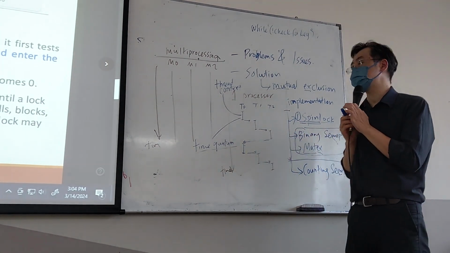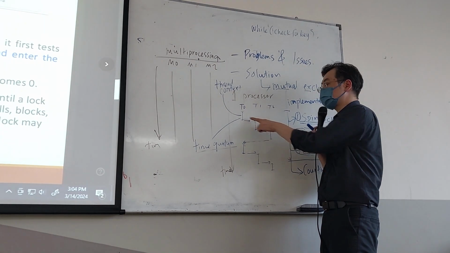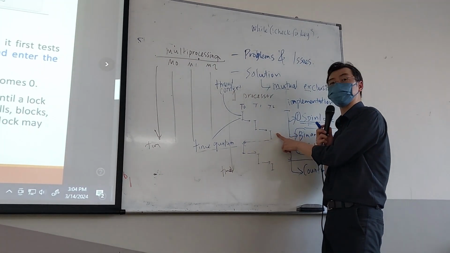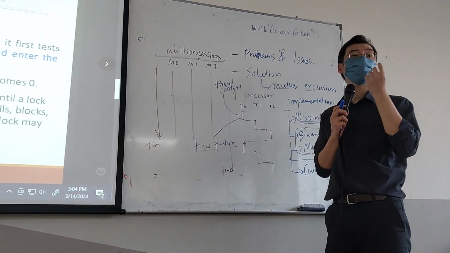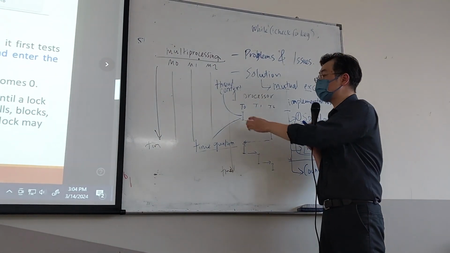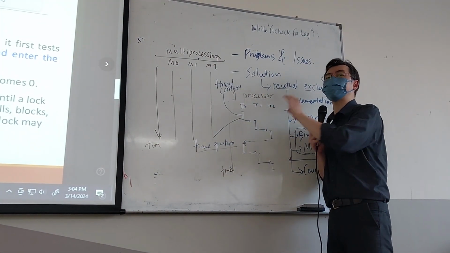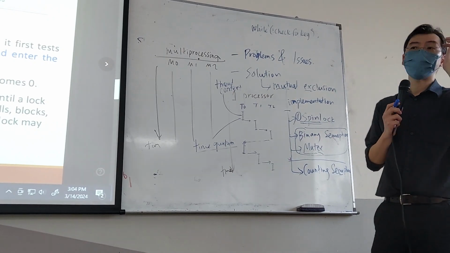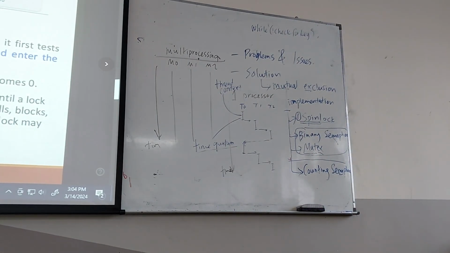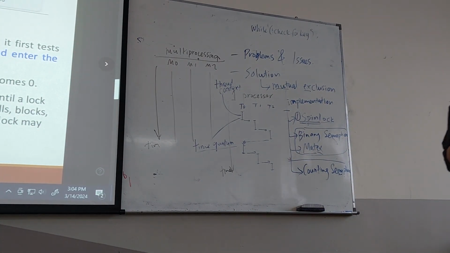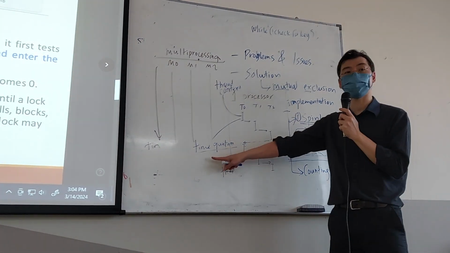Now the operating system can decide this one 100 microseconds, this one 50 microseconds, this one 10 microseconds. It can decide, depending on the priority. The higher priority may be larger, smaller priority is smaller. But that depends on the multitasking scheme used by the operating system. But most of the time, it will be the same.